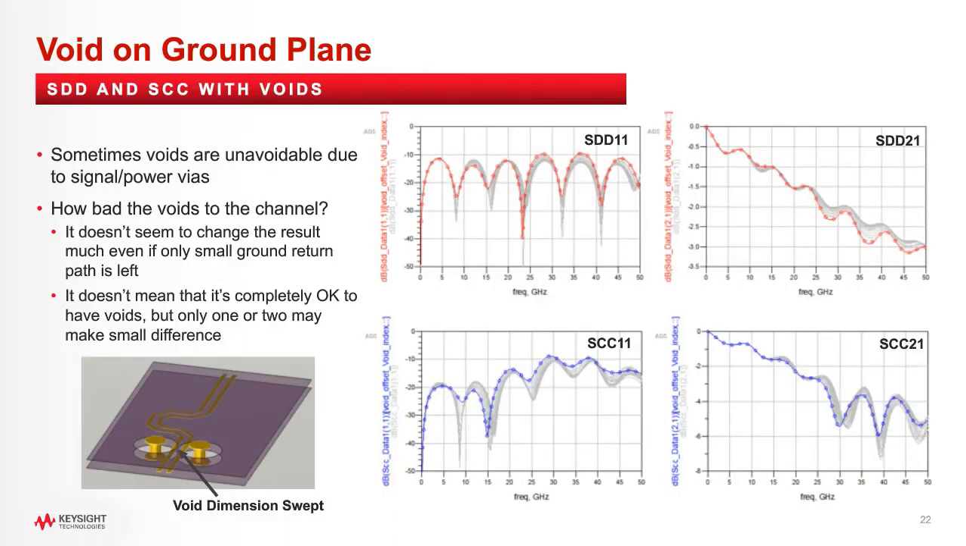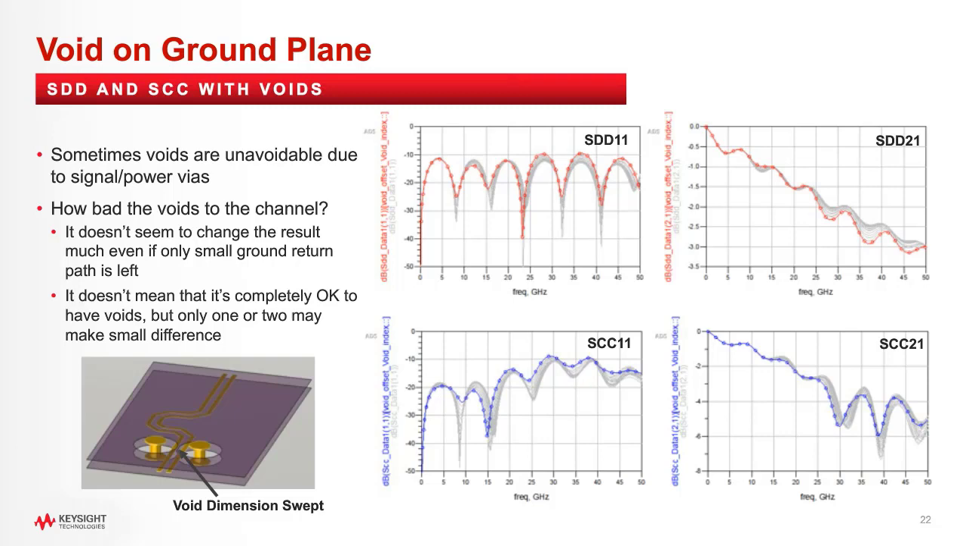The other interesting topic is on voids and slots. As we all know, due to some layout constraints, voids and slots are sometimes unavoidable. How bad are the voids to the channel characteristics? This test case shows voids under a differential pair. Well, the size of the voids was swept. When we look at SDD and SCC in this plot, the impact isn't surprisingly bad. Yeah, it still varies, but not as bad as we might expect.